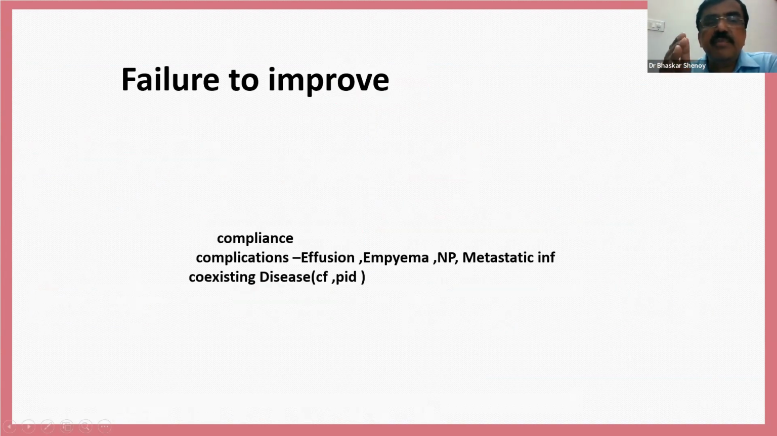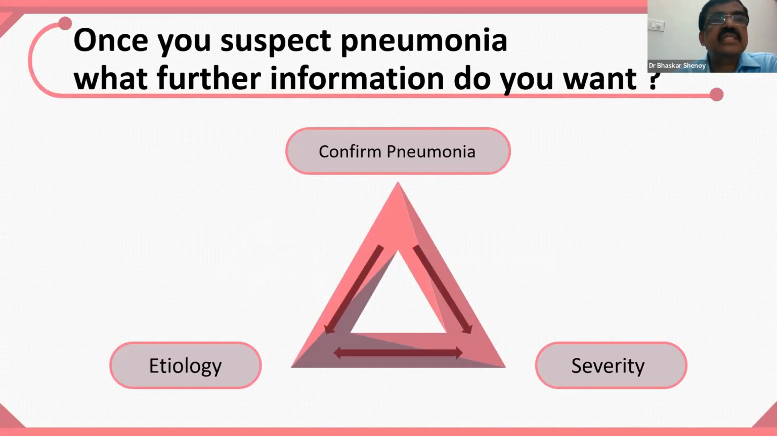When the child doesn't improve, you have to look at the compliance, the complications, and the coexisting disease. There are 3 C's that you have to see: compliance; complications like effusion, empyema, necrotizing pneumonia, metastatic infections; and coexisting disease, like the child has cystic fibrosis or primary immunodeficiencies.